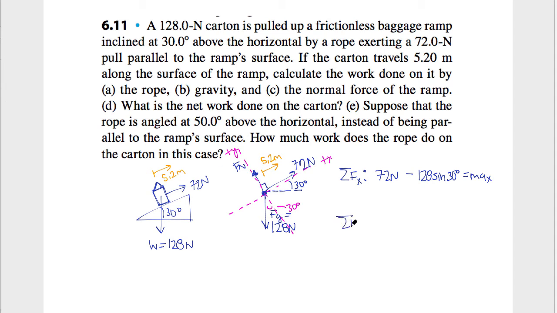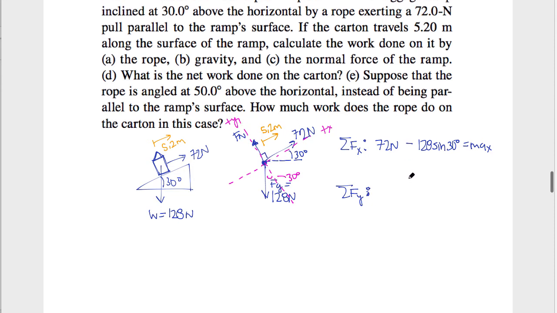Now, what I will go ahead and point out is that I don't really need to do this because I know that the normal force is perpendicular to the surface. So this is worth noting, however, that I don't know anything about the acceleration of this object. In the y direction, I just have normal force minus 128 cosine 30 degrees is equal to ma(y). And I know this one is 0 because my carton is not necessarily accelerating. So this gives me enough information to find normal force.